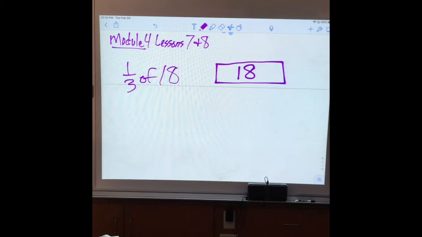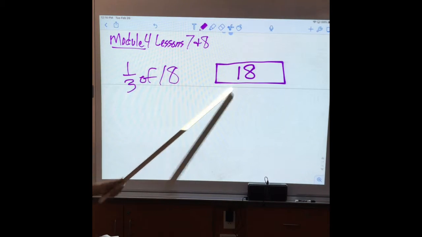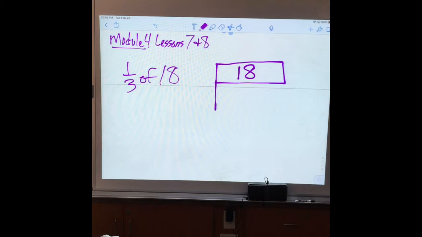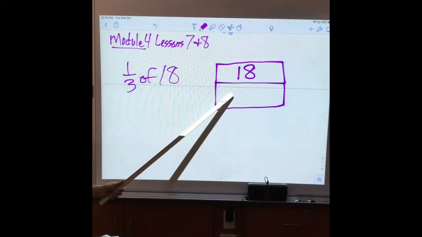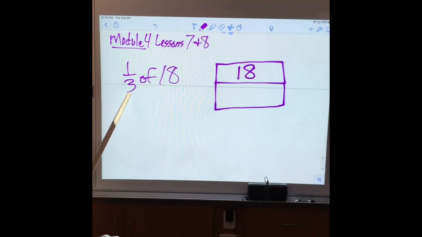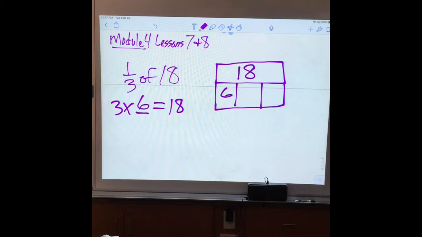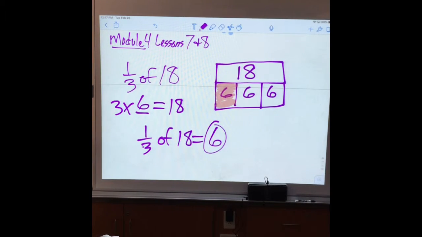That means I'm going to put my 18 up here because that's kind of like my total. And then I'm going to say, okay, I've got to cut it into what? How many pieces am I going to have to cut it up into? Thirds, right? My question is, 3 times what is going to equal 18? Nice work. You guys said 6, right? So there's a 6 in each box. So what is a third of 18? It would be what's in this box right here, and it would be 6.